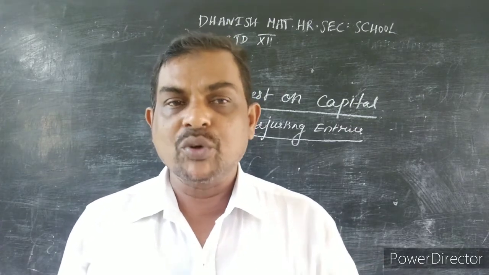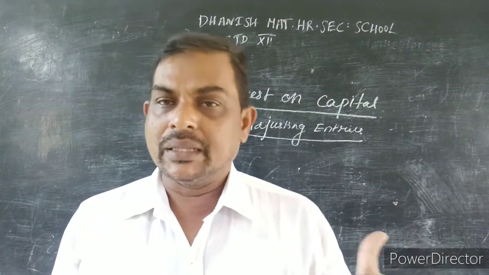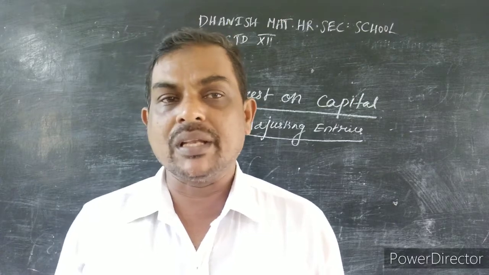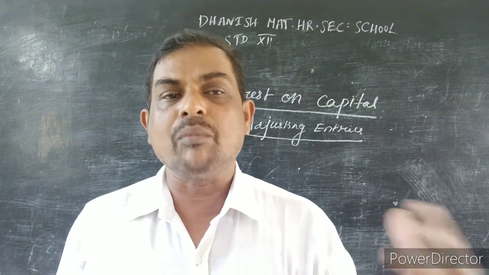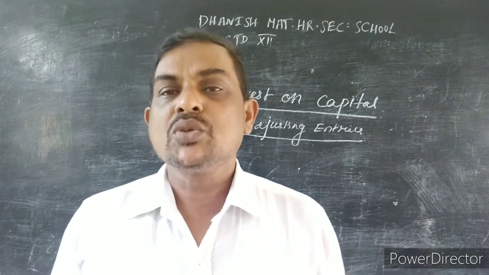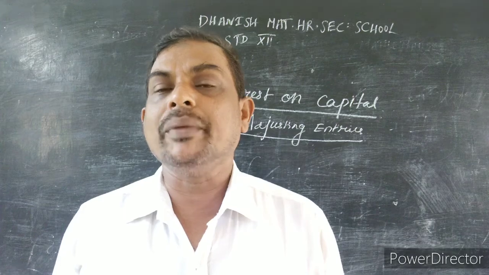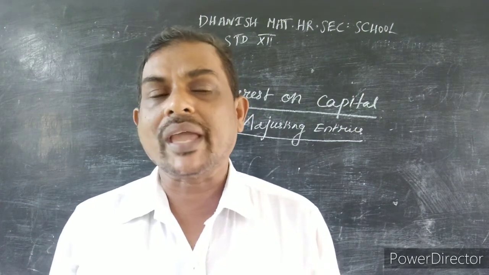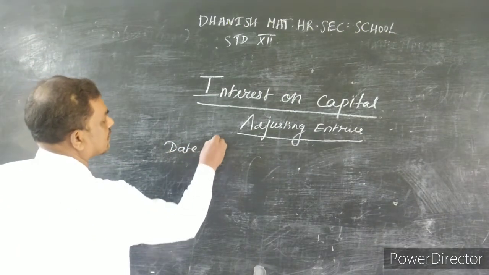The firm has to give some money to the partners who invested in the business. If a partner invests 50,000 rupees as capital, the firm has to give interest on the amount invested by the partner. So it is an expense for the business, and that is why interest on capital is debited. So this is the journal entry.